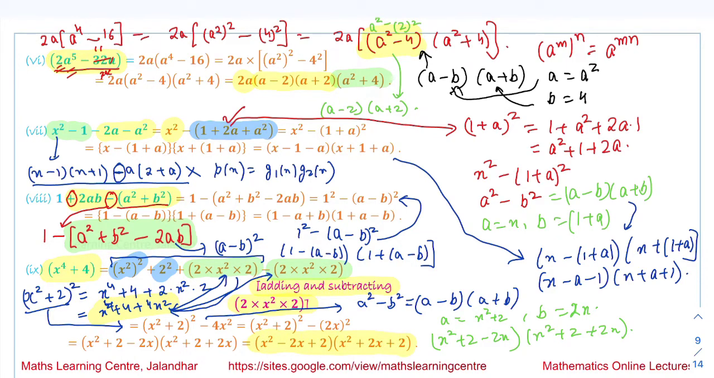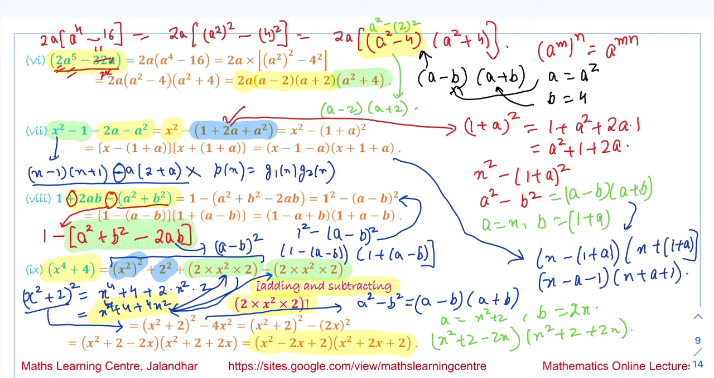This is our final answer in this case. There are several different ways to solve this, and you can learn this just by practice. So you must practice all these questions again and again, so that you are able to solve these questions in the examination.